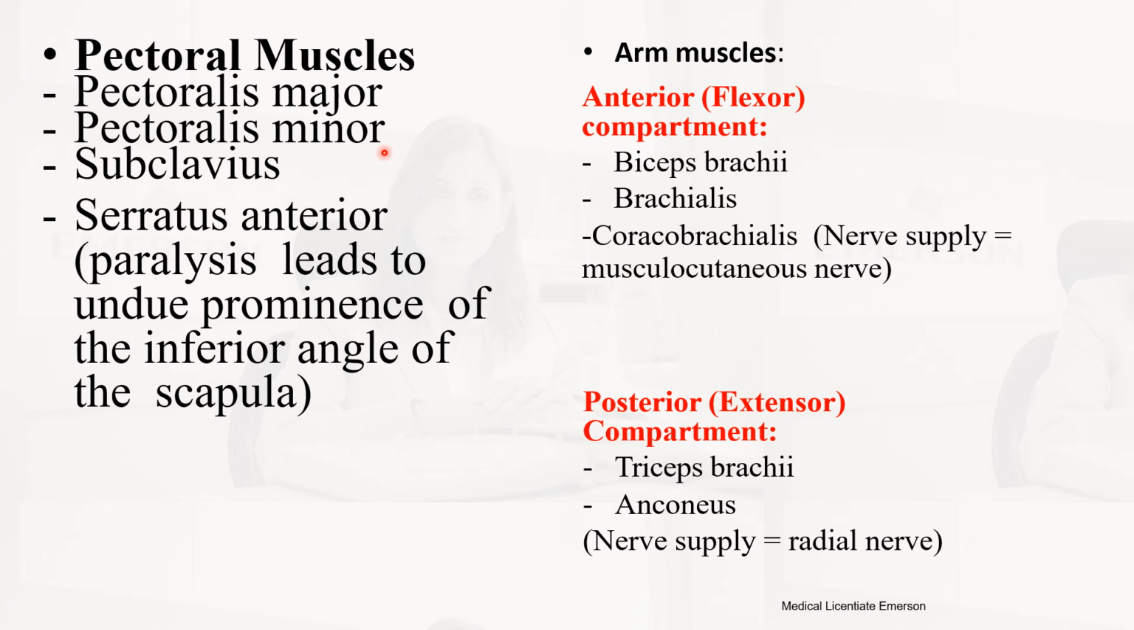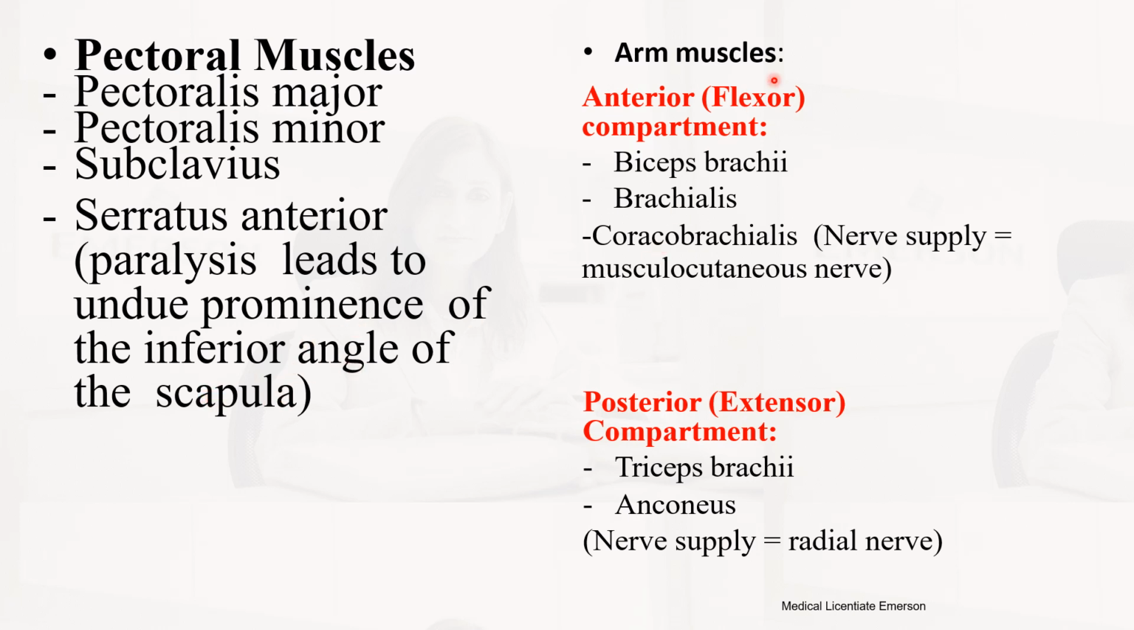Then we can move on to the pectoral muscles. We have the pectoralis major and the pectoralis minor. We have the subclavius. We have the serratus anterior, and if you have paralysis of the serratus anterior, it may lead to undue prominence of the inferior angle of the scapula.